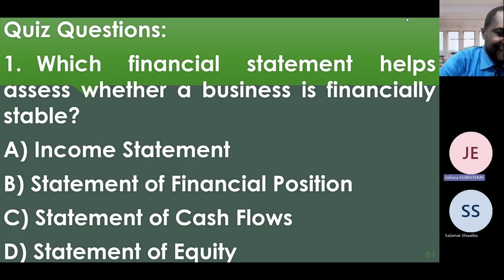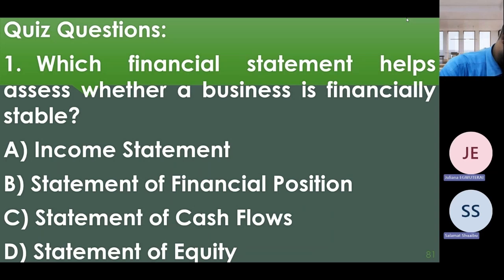Who is going for A? Who is going for B? J went for A. S went for B. Okay, for number 1, are you sure that's your final answer, both of you?